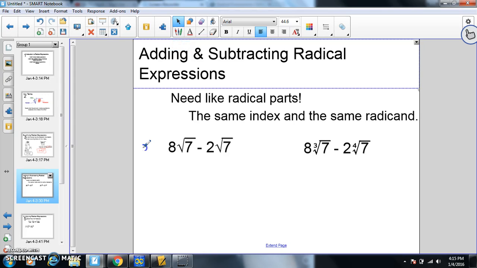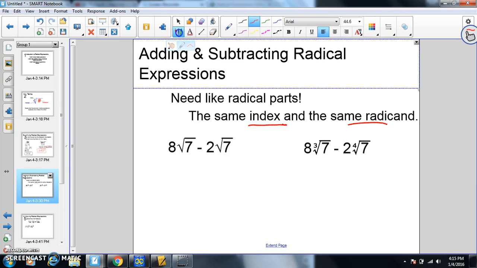Now, adding and subtracting radical expressions. When we are adding and subtracting, we need to have like radical parts. So we need to have the same index and the same radicand in order to combine radicals. So I have 8 square root of 7 minus 2 square root of 7. Since I have the same index and the same radicand, I can go ahead and subtract 8 minus 2 to get 6 square root of 7.